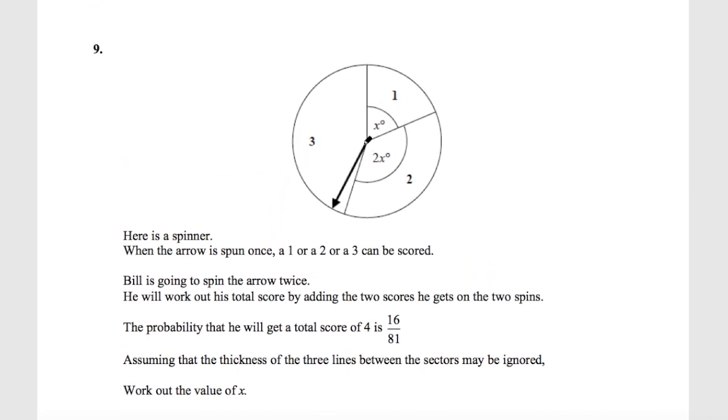Okay, so this is our spinner, and the x is in here. This is the angle of the sector where the 1 is, and 2x is the angle of the sector where the 2 is.